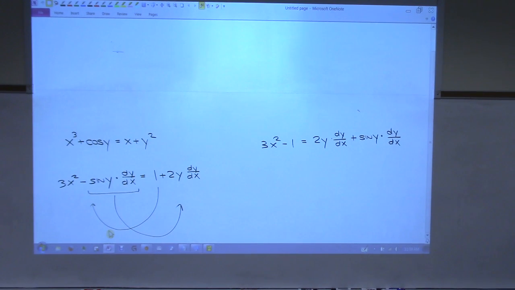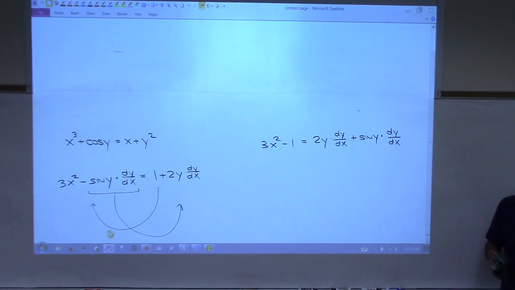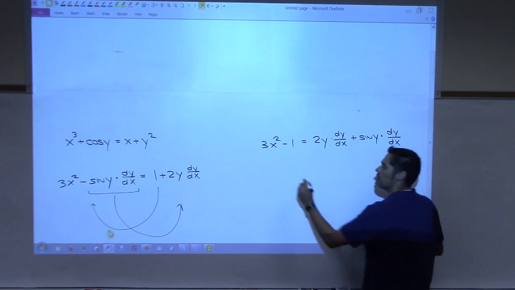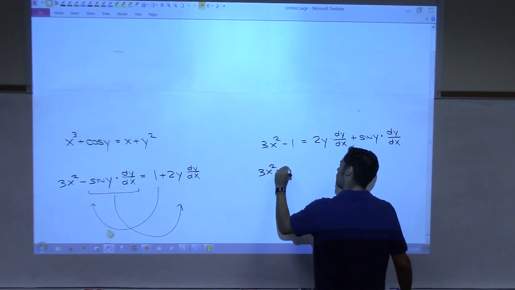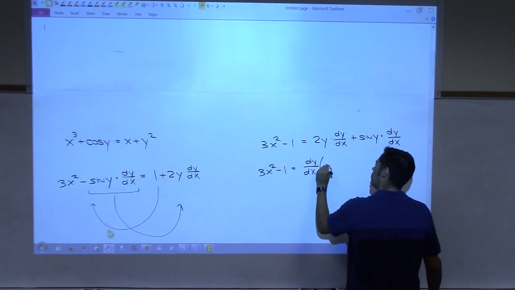Now, that's good. At least they're both on the same side. Now what? Now we can factor it out. Perfect. They both have dy dx, right? Factor it out. So you get 3x squared minus 1. You didn't know you could factor out a derivative like that, did you?